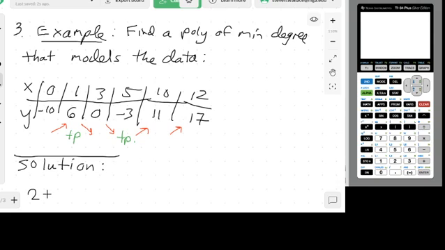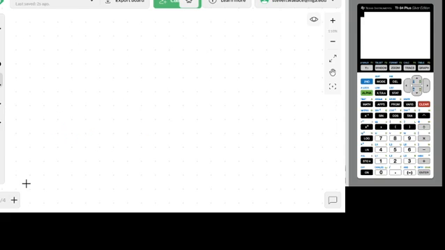So 2 turning points in the data means the minimum degree that we want to use is 3. Okay? So when we try that, we need cubic regression, cubic reg. And let's take a look at how to do it.